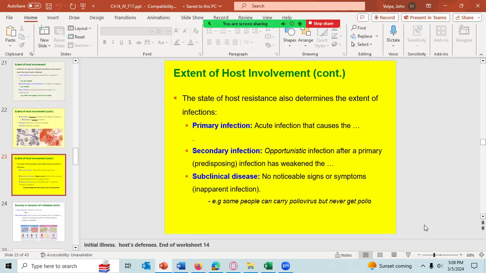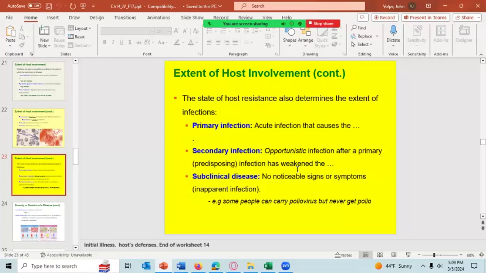The state of the host resistance does determine the extent of an infection. A primary infection is an acute infection that causes the initial illness. The primary infection could give rise to a secondary infection, which is an opportunistic infection after the primary infection has weakened the host's defenses, allowing the secondary infection to occur.